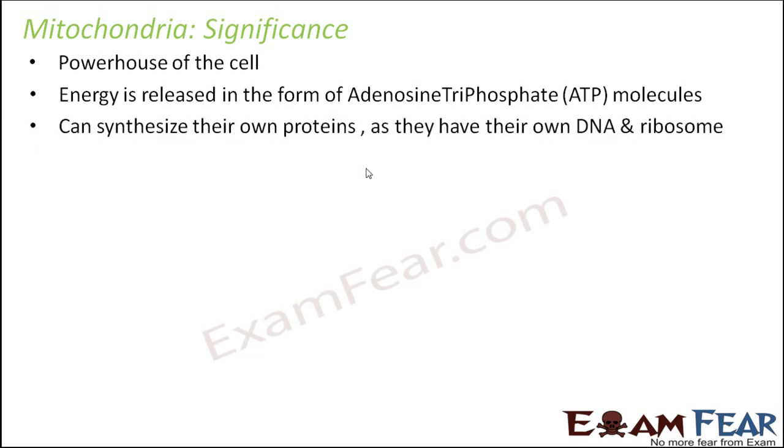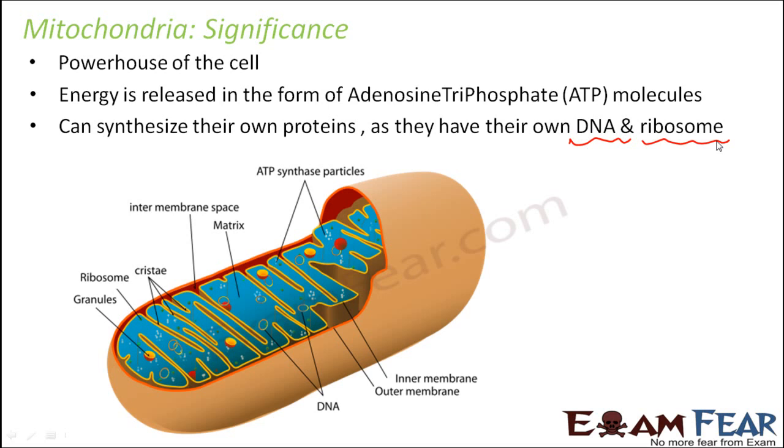They can synthesize their own proteins as they have their own DNA and ribosomes. I showed you in the picture, since they have their own DNA, because sometimes some of the cell organelles do not have their own ribosomes. There are ribosomes which are freely found in the cytoplasm, so they have to depend on the proteins which are synthesized by those ribosomes and then sent to them. But mitochondria have ribosomes inside them, so they can synthesize their own proteins. So there is the DNA and ribosomes, which together will help in protein synthesis. I think that's all about mitochondria.